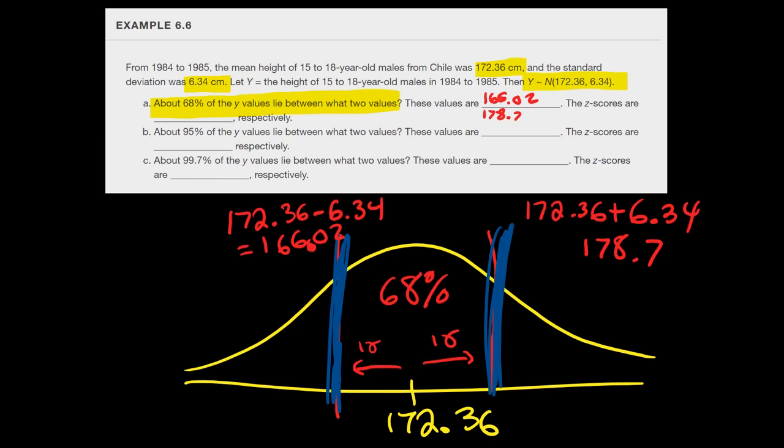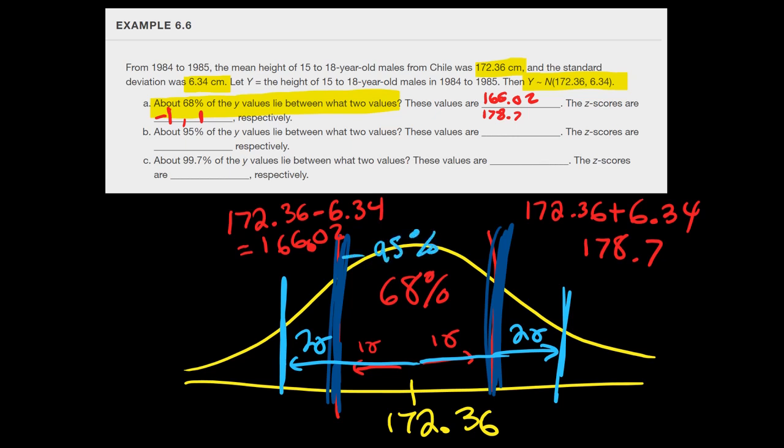What would the z-scores be? Remember, the z-score is the number of standard deviations from the mean. So one standard deviation below would be a z-score of -1, and one standard deviation above would be a z-score of +1. Next, what about 95% of the y values? Where do they lie between? If we go two standard deviations away from the mean, then 95% of all possible y values will be within two standard deviations from the mean.